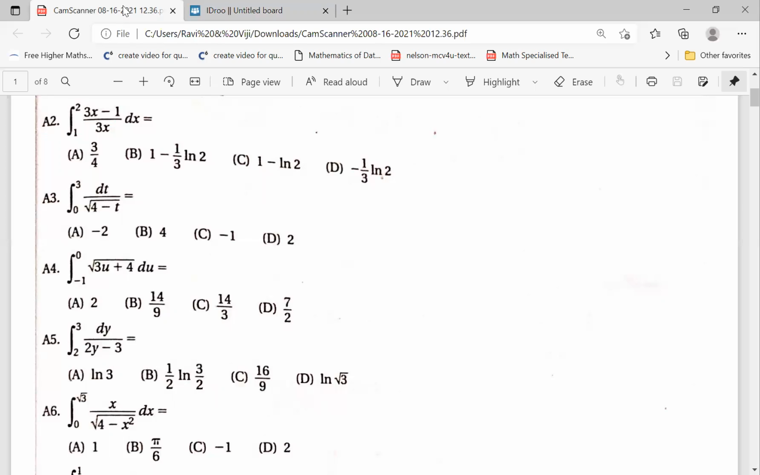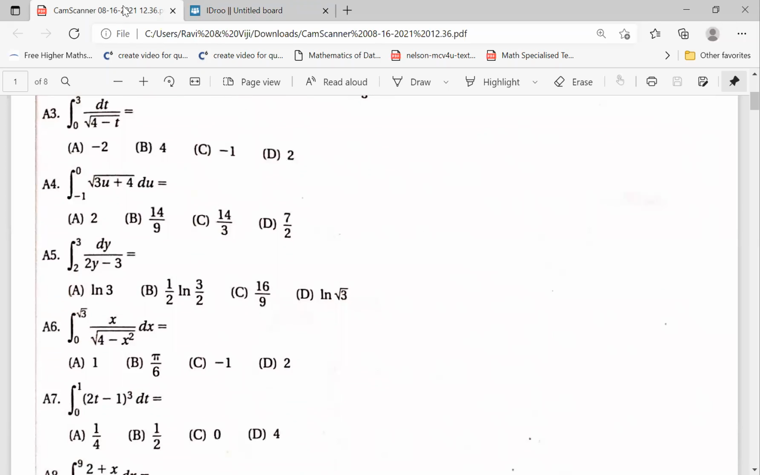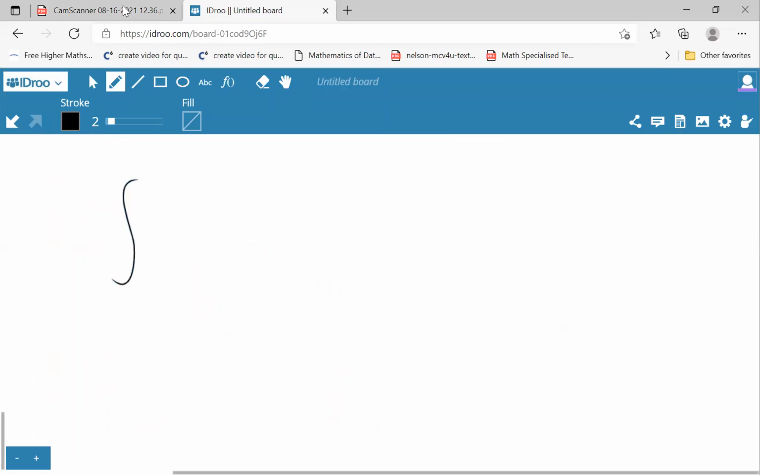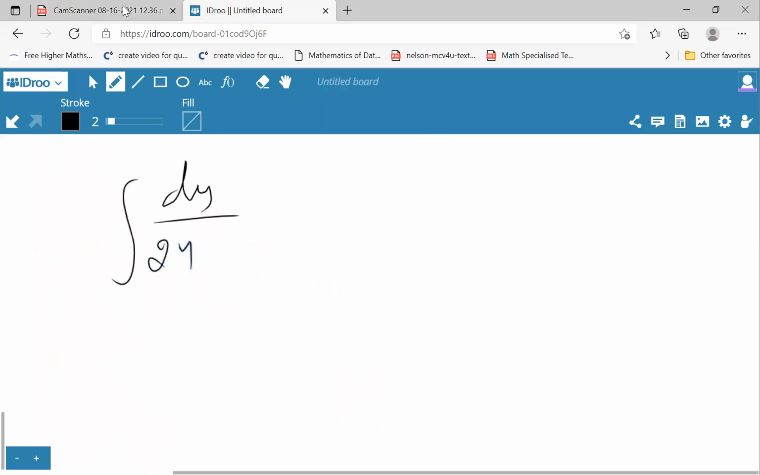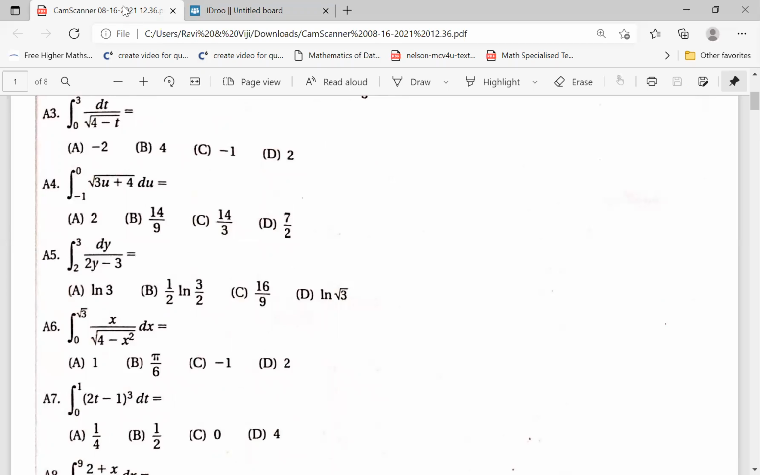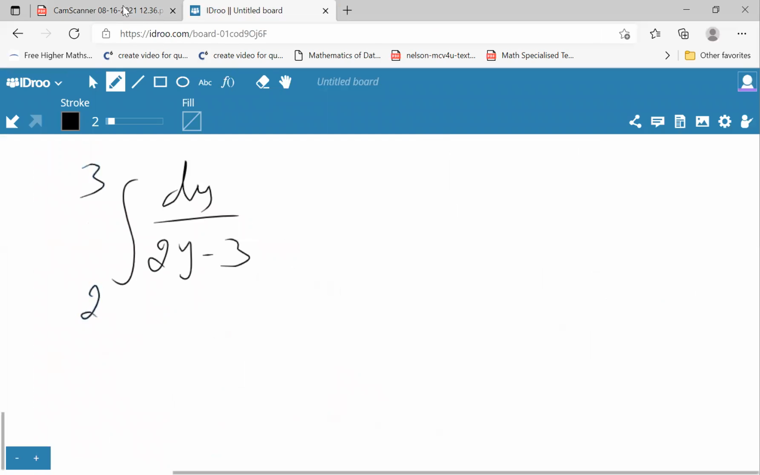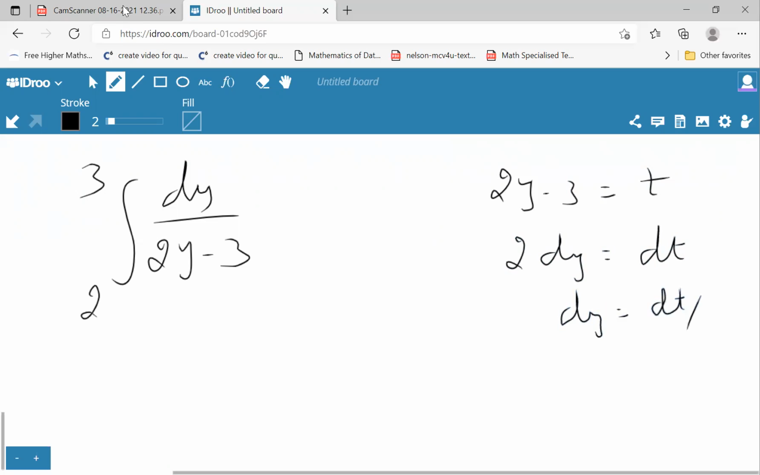Now coming to the fifth question, integration of 2 to 3 dy by 2y minus 3, between the limits 2 to 3. As we did earlier, this also can be done by the method of substitution. So let us take 2y minus 3 to be t. Differentiating on both sides, you'll get 2 dy is equal to dt, or dy is equal to dt by 2.